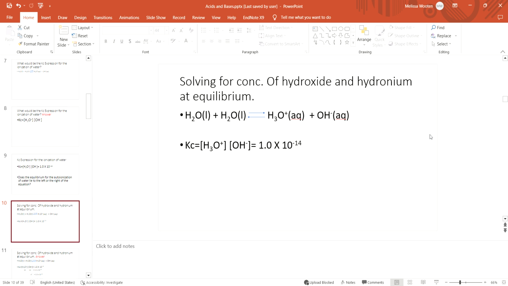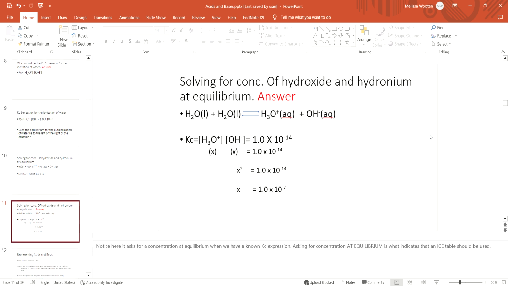So given the Kw expression we just talked about, calculate the concentration of the hydroxide and the hydronium ions at equilibrium. I'm assuming you have attempted the problem. Note that the question asked for a concentration at equilibrium. We were given a Kc expression and you have two unknowns because it asked you for the concentration of the hydronium and the concentration of the hydroxide ions.